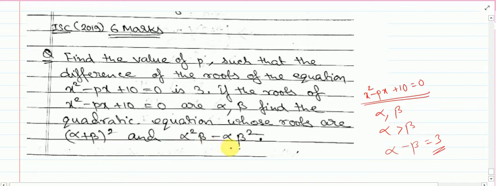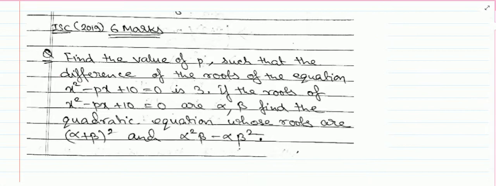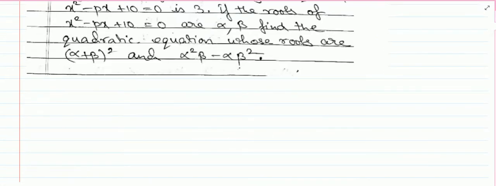So in order to form the quadratic equation we have to find the value for alpha and beta. So in order to find the value for alpha and beta, we have to use this information. Okay, so let us proceed.